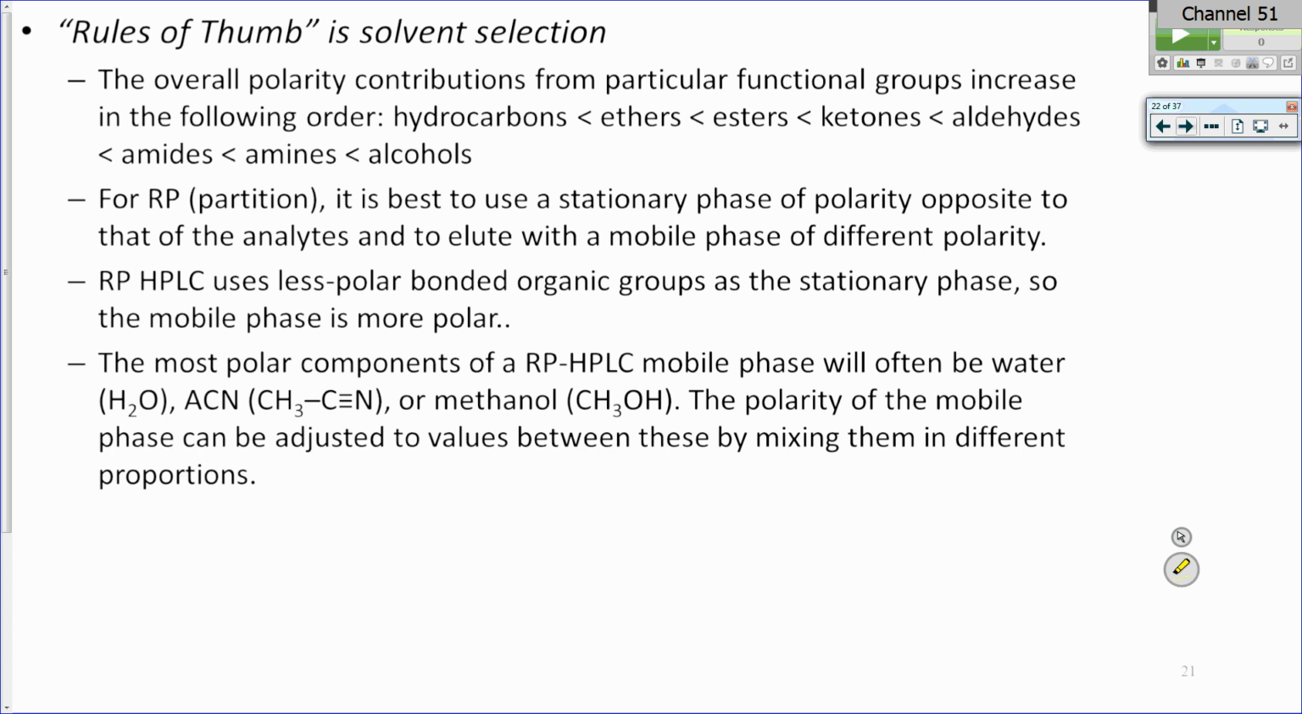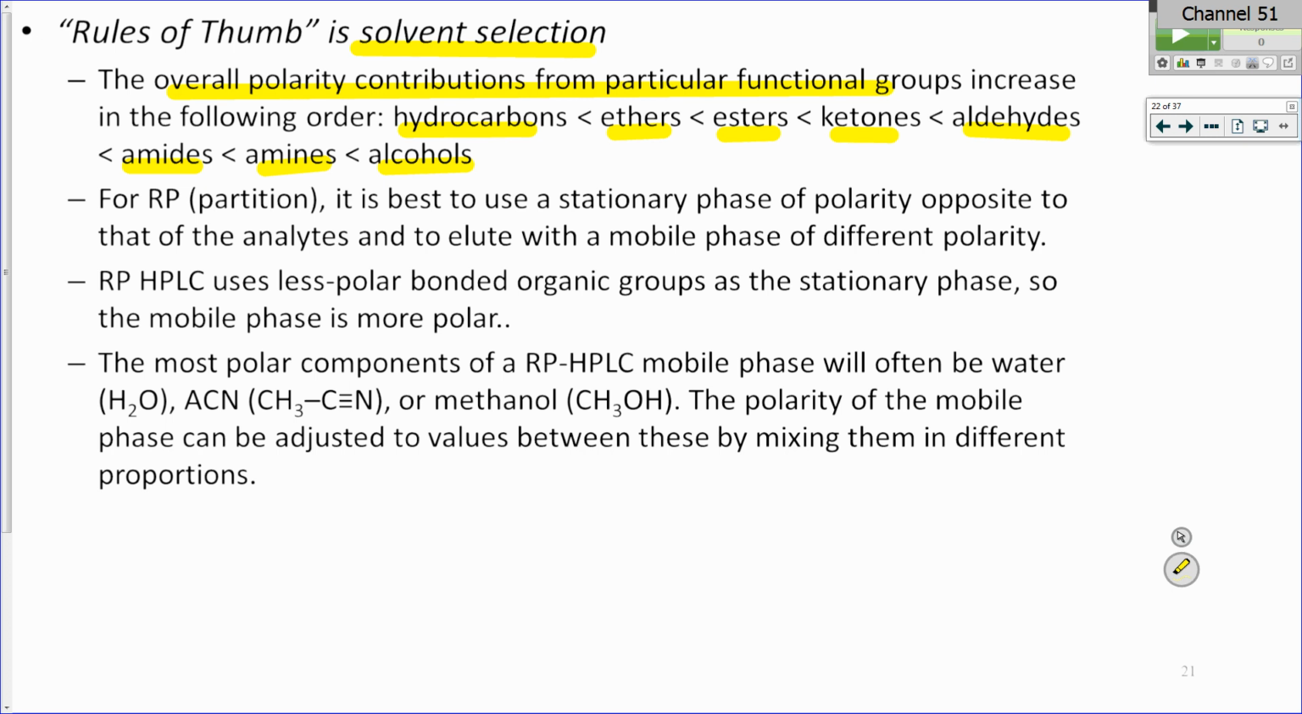So the rule of thumb that we use for choosing our solvent is we have to look at what intermolecular forces are going to exist in that compound. So what are the functional groups that are going to contribute to its polarity? If we think about polarity in terms of the things you learned from organic and your other classes, hydrocarbons are the least polar, then ethers, then esters, then ketones, then aldehydes, then amides, then amines, then alcohols. So we look at those in that order, and then we look at how many of those groups are there. And from that, we should be able to make an educated guess in terms of retention order.